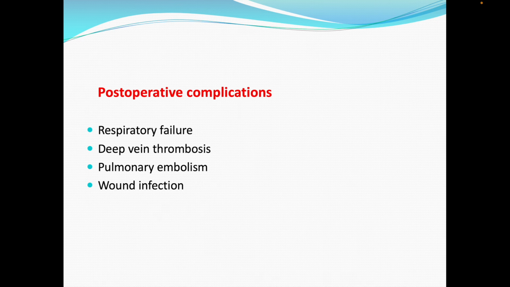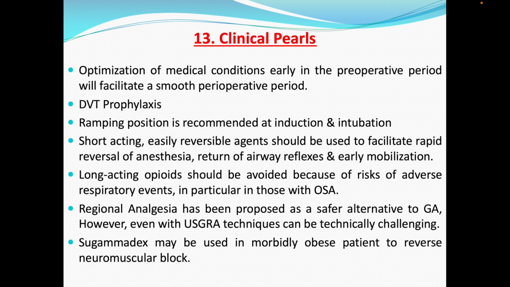Postoperative complications include respiratory failure, deep vein thrombosis can occur, pulmonary embolism can occur, and in the late period wound infection can occur. Clinical points for these obese patients are optimization of medical condition early in the pre-operative period. This will facilitate a smooth perioperative period. So the most important period of our anesthesia management includes pre-op, intra-op, post-op. We emphasize more on pre-operative preparation, optimization of comorbidities. And we should plan what gadgets are required. Everything should be available in case of emergency.